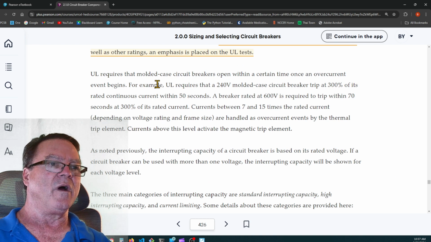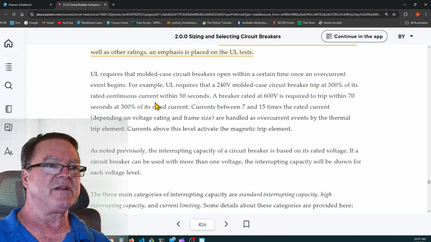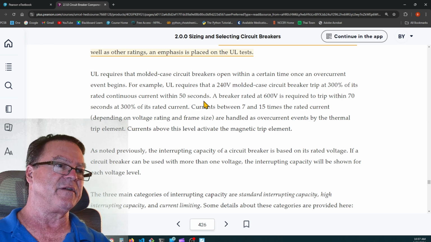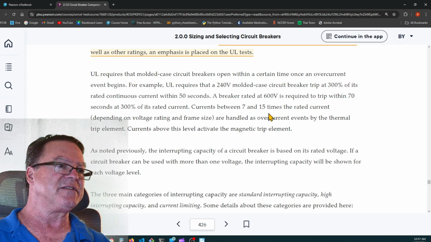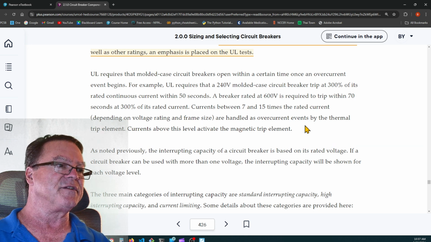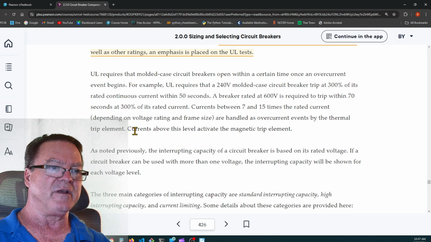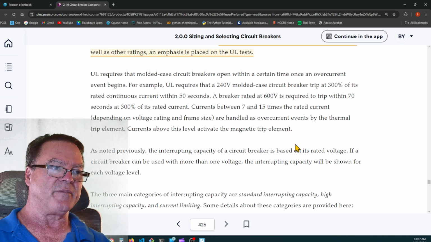All right. UL requires that molded case circuit breakers open within a certain time once an overcurrent event begins. For example, UL requires that a 240-volt molded case circuit breaker trips at 300% of its rated continuous current within 50 seconds. A breaker rated at 600 volts is required to trip within 70 seconds at 300% of its rated current. Currents between 7 and 15 times the rated current, depending on the voltage rating and frame size, are handled as overcurrent events by the thermal trip element. Currents above this level activate the magnetic trip element, so they trip almost instantaneously.